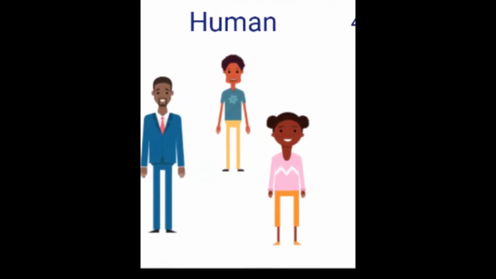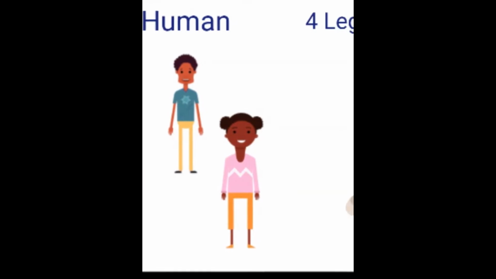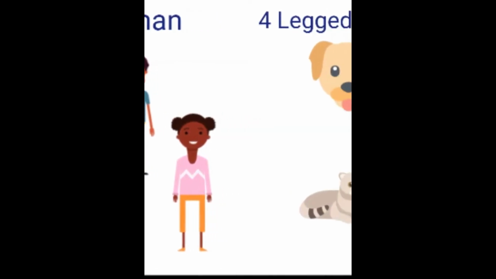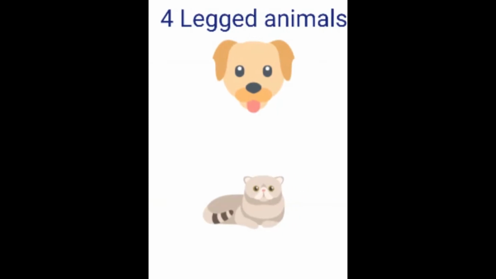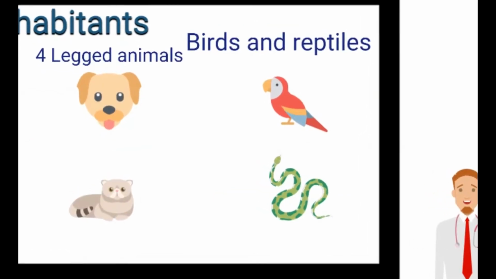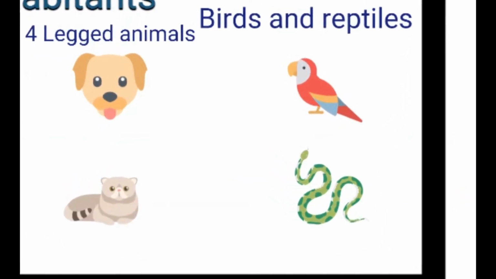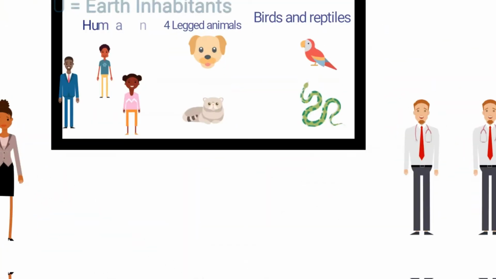Now, if we define set A, the set contains only human inhabitants, then the complement of the set A contains only the four-legged animals from the perspective of Miss Jane. However, from the perspective of Mr. John, the complement of set A contains also the birds and reptiles.